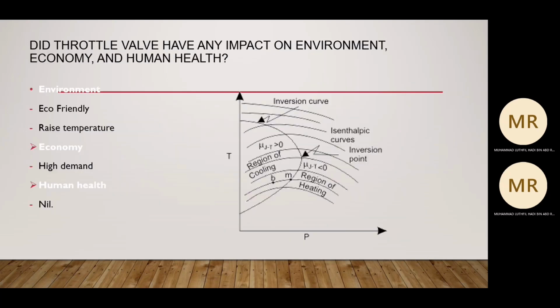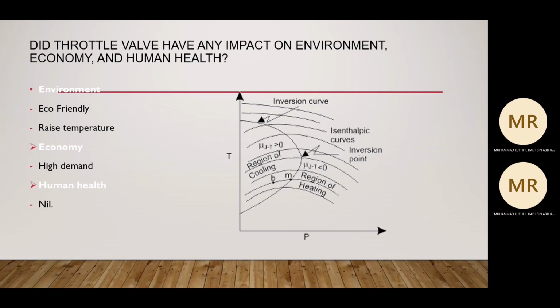Next, we move to the next question. Does the throttle valve have any impact on environment, economy, and human health? As for environment, the throttle valve is quite eco-friendly equipment because it does not bring any harm to humans and our environment. There is a slight problem for the metal type of throttle valve because it can rise in temperature.